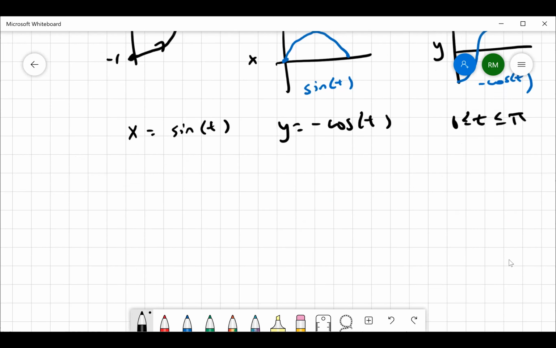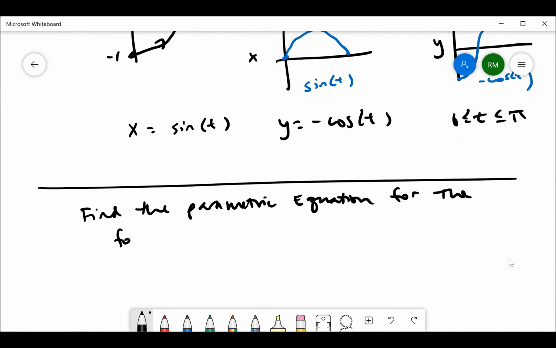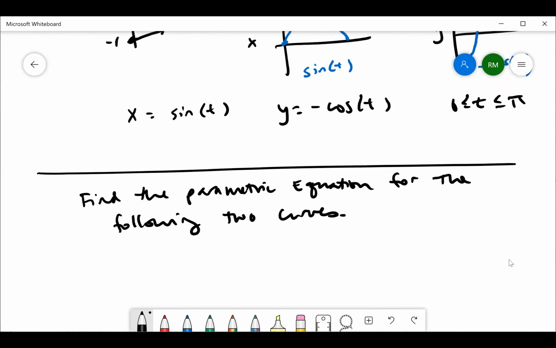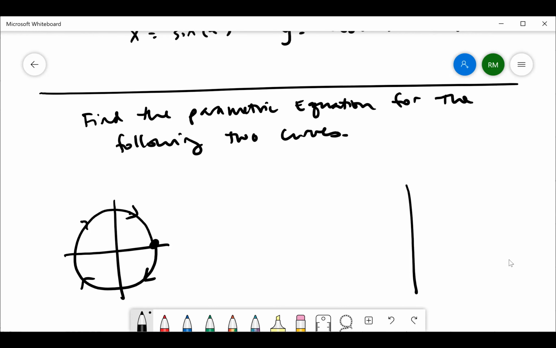So now I'm going to have you do a couple of these. Find the parametric equation for the following two curves. Okay, here's the first one. I want you to do the circle where you start right here, but you go clockwise. We did counterclockwise before. And let's say t will go from 0 to 2 pi.